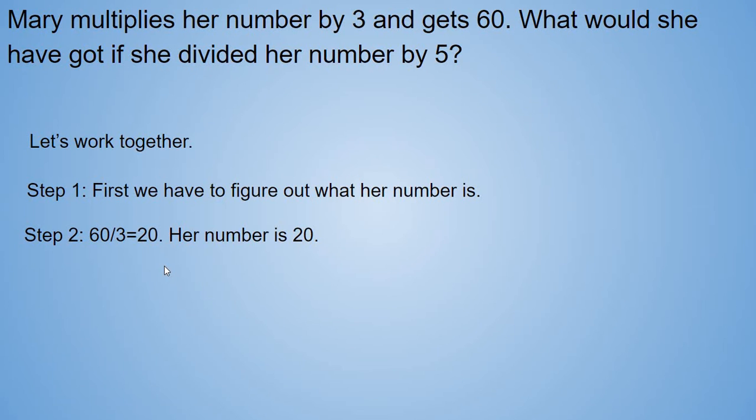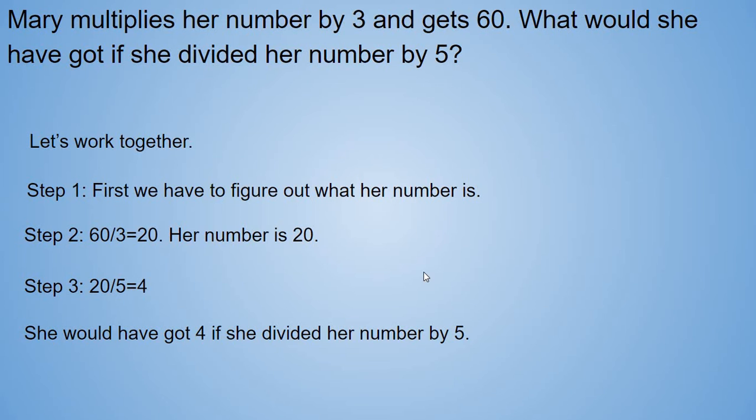But before we go on to the next step, let's just take a pause and check if we're correct so far. So we know her number is 20, and if we multiply this by 3, we should get 60. So, do we get that? 20 times 3? Yeah, it seems correct to me so far. Now, the next step is pretty simple. Now that we know what her number is, all we have to do is divide it by 5. So 20 divided by 5 is 4. And guess what? We're done with the first problem. She would have gotten 4 if she divided her number by 5. So, that's our answer. Yay!